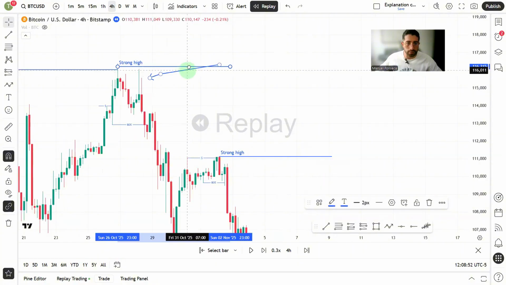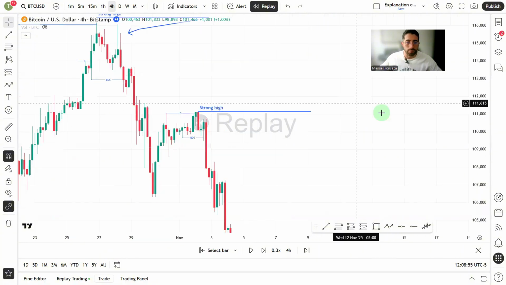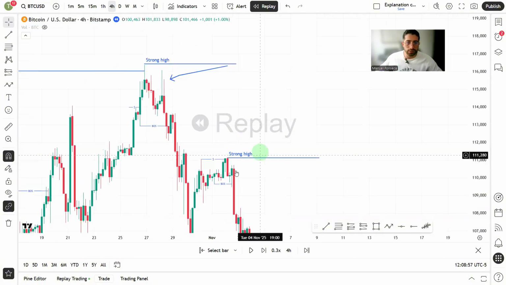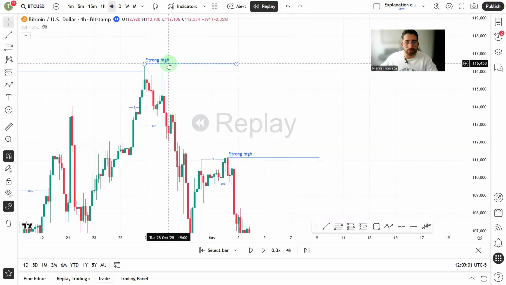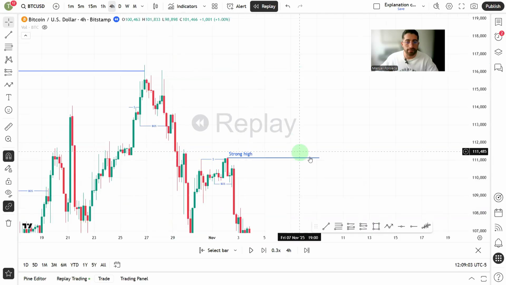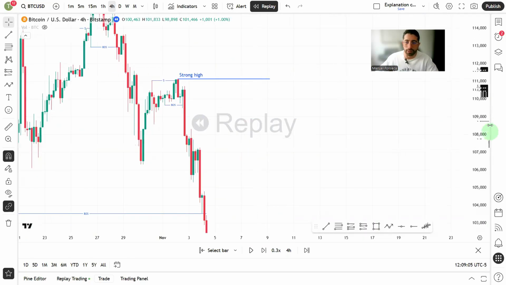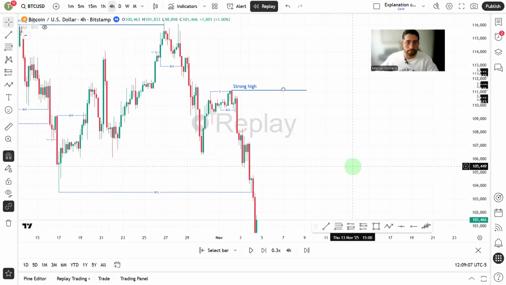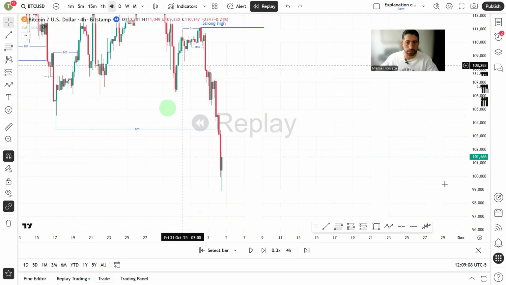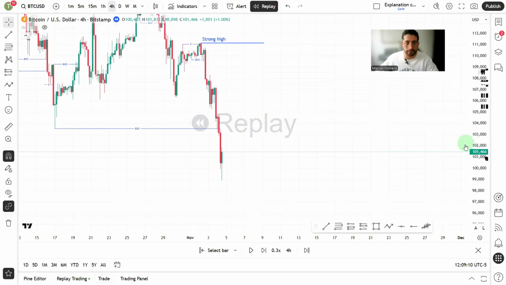So what would it mean? Should we take the first one or the second one? Yeah, if you say the first one, you're right. We have to work with the one closest to the current market, which is this one. All right, so let's keep analyzing.